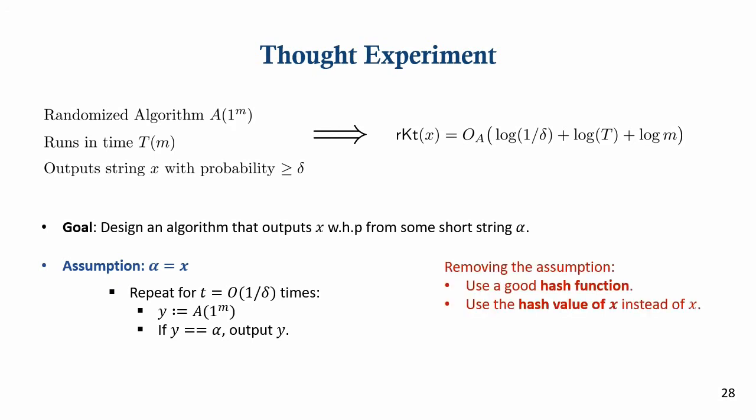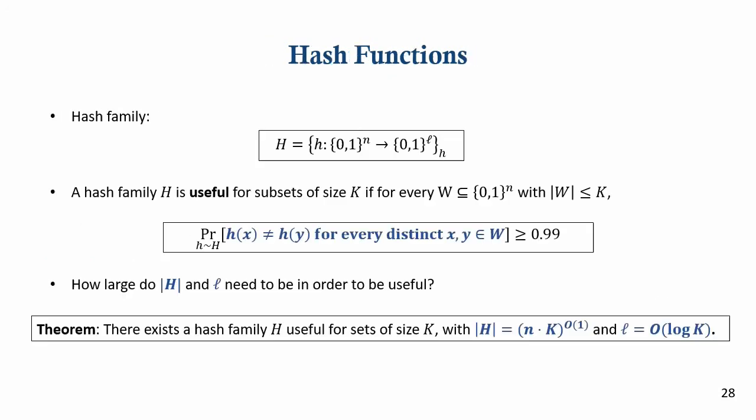Now we need to get rid of the assumption that the string alpha is X. The idea is to use hash functions, and we will use the hash value of X instead of X itself. Let's first talk about hash functions, or more precisely, hash families. A hash family is just a collection of hash functions that maps n bits to some L bits. So each hash function maps n-bit strings to 2 to the L buckets. And one property that we want our hash functions to have is that they can map a small set of elements to different buckets.